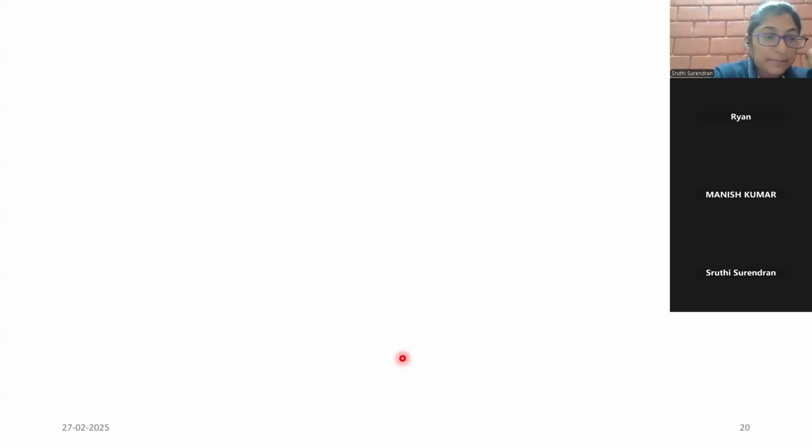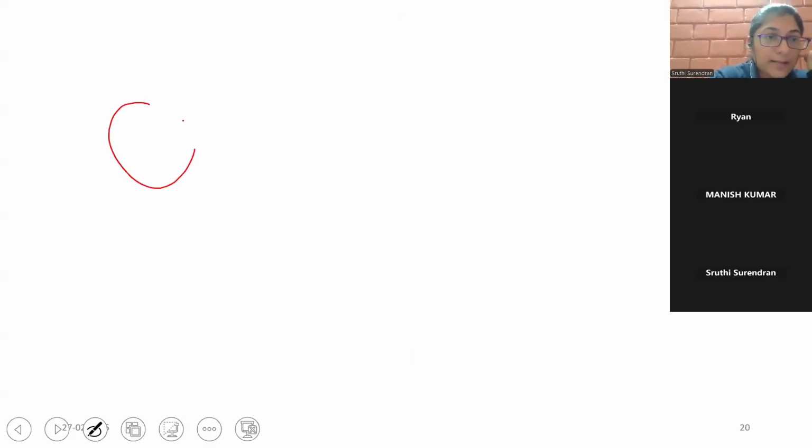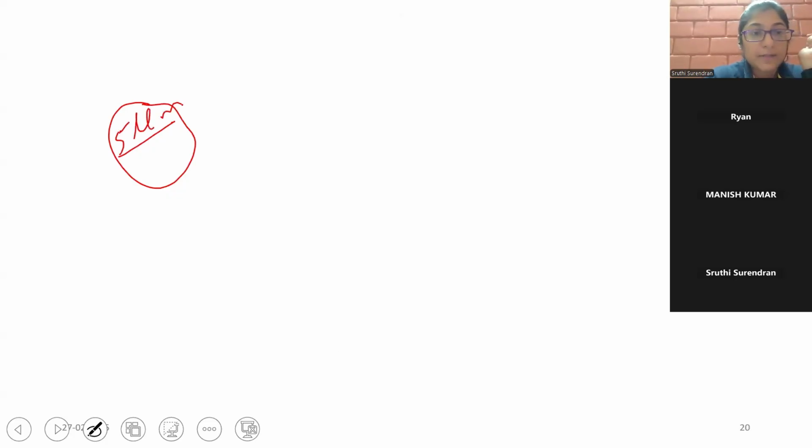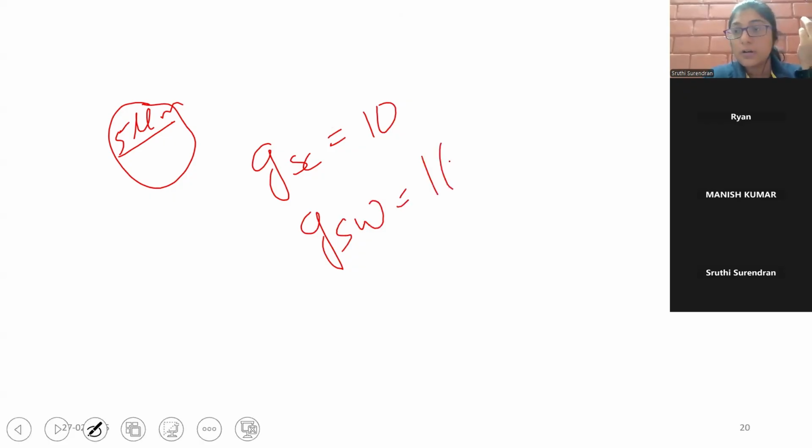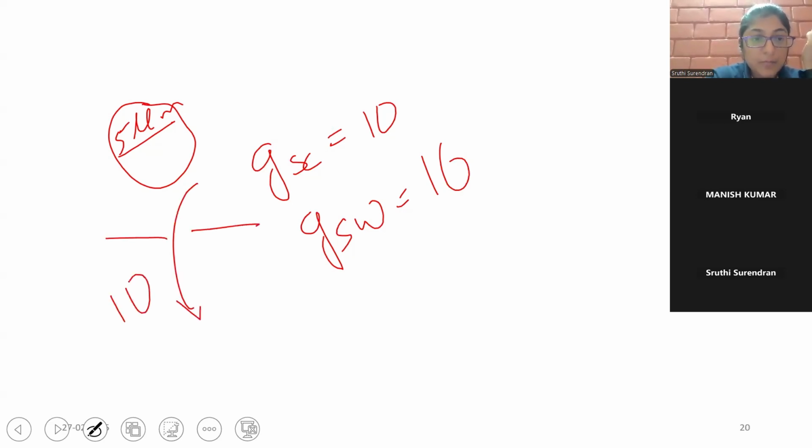So if the stomata is open like this and it is 5 micrometers, we can say that if the stomatal conductance GSC is equal to 10 for carbon dioxide, then GSW is equal to 16 for water. So from the same stomata, when 10 moles of carbon dioxide enters, 16 moles of water will exit the system.